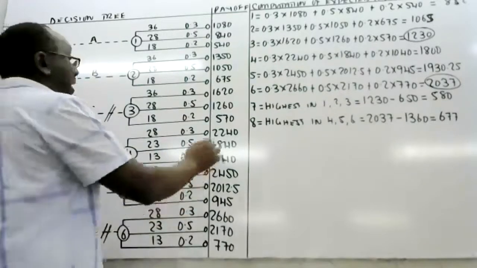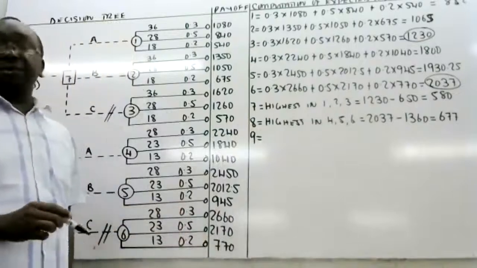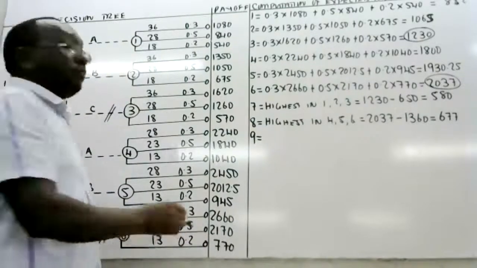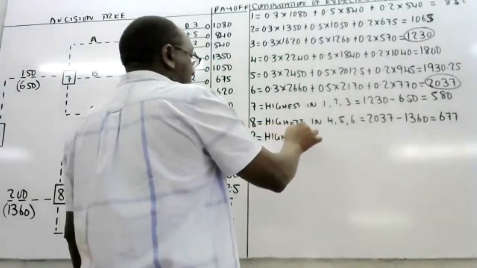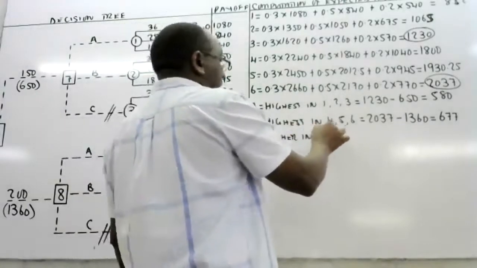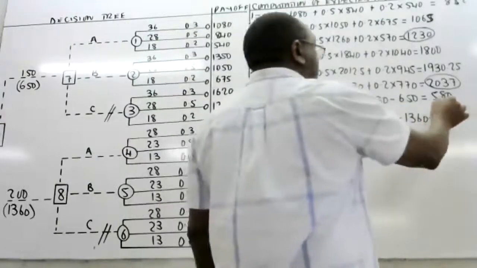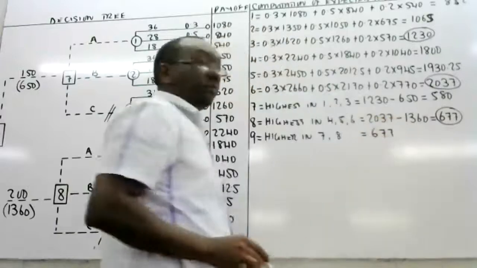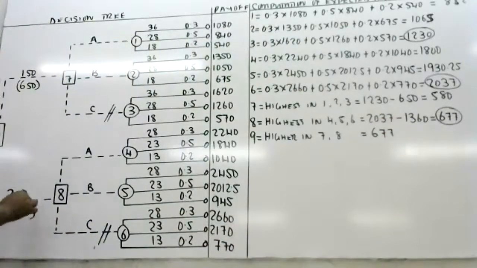Let's go to number 9. Number 9 is a similar case of selection, but there are 2 of them. So it is the higher in 7 and 8. 7 and 8, the higher is 677. And that one, we have gotten it from number 8 here.